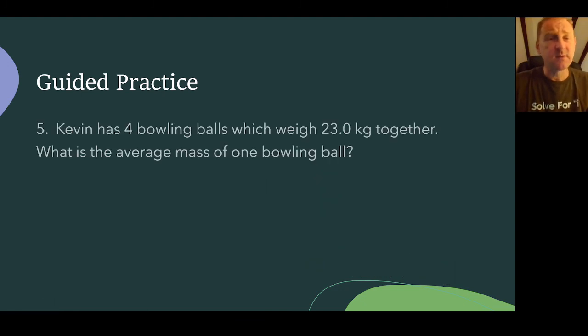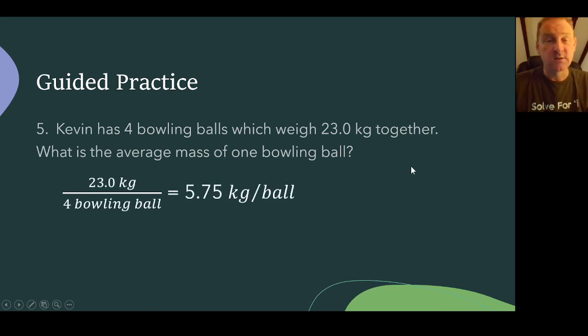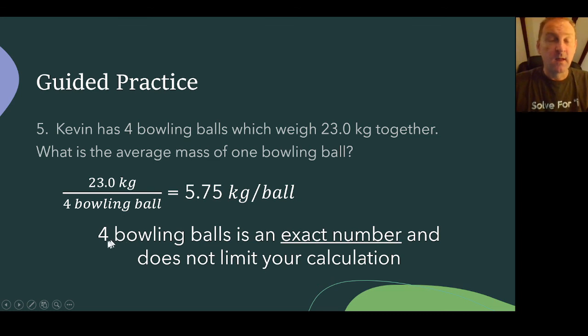Our final example is going to be a word problem. Kevin has 4 bowling balls which weigh 23.0 kilograms together. What is the average mass of 1 bowling ball? To do that, we would say 23 kilograms divided by 4 bowling balls, and you come up with this answer here, 5.75 kilograms per ball. Remember, the kilograms and balls don't cancel out. Now, you might be tempted to say, okay, well, we've got 3 significant figures in the mass, and we've got 1 significant figure in the amount of balls. Just remember that bowling balls is an exact number in this situation. Counting gives an exact number.